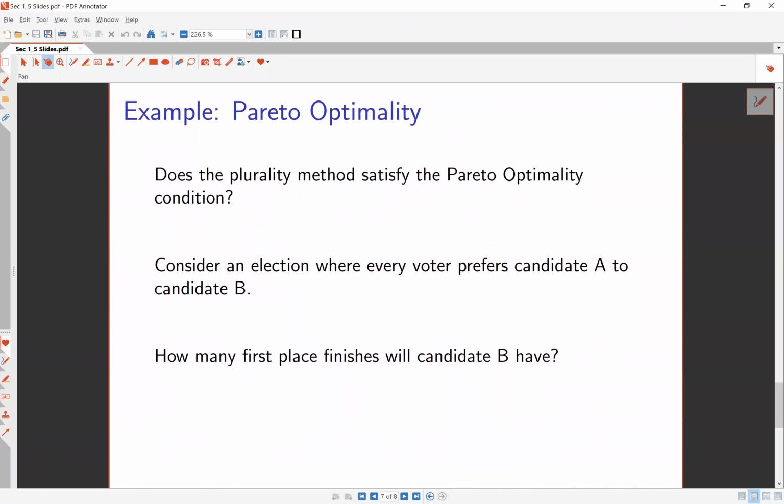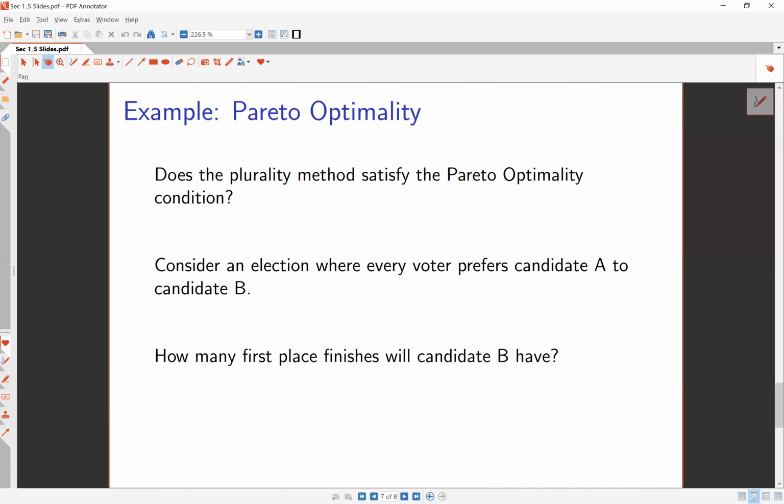So let's just look at two examples here. First example, does the plurality method satisfy the Pareto optimality condition? Now, remember, what does Pareto optimality mean? If all the voters prefer candidate A over candidate B, then the system should not favor candidate B. Candidate A should come out ahead.